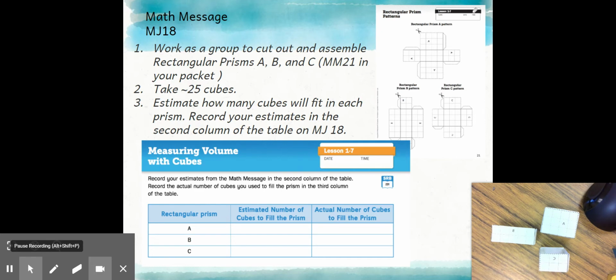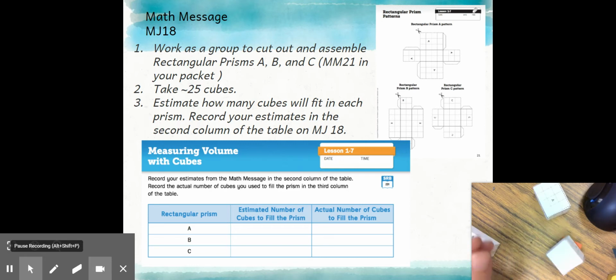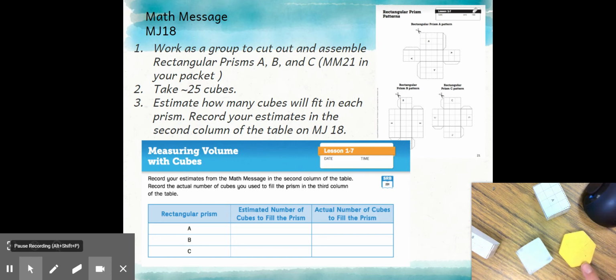Now, my question to you that I want you to think about is, why wouldn't I measure it with a square pattern block? Why wouldn't I measure these with a hexagon pattern block? Why wouldn't I measure them with triangle pattern blocks? Better yet, why wouldn't I fill these up with diamond pattern blocks? And so I want you to be thinking about that too as I go through this lesson.